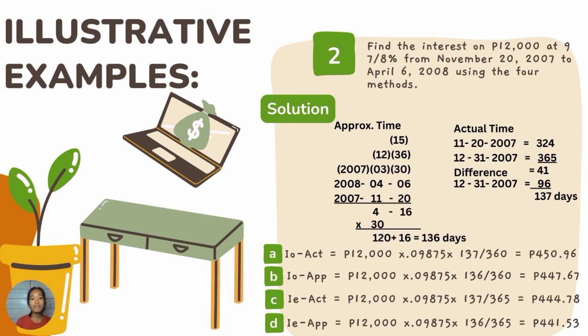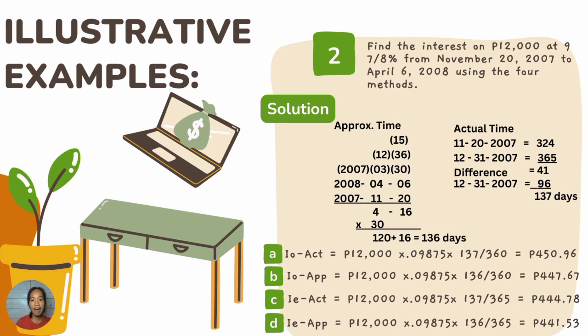We have, find the interest on 12,000 at 9 and 7/8% from November 20, 2007 to April 6, 2008 using the four methods. So first thing to do, we have to get the approximate time and the actual time.